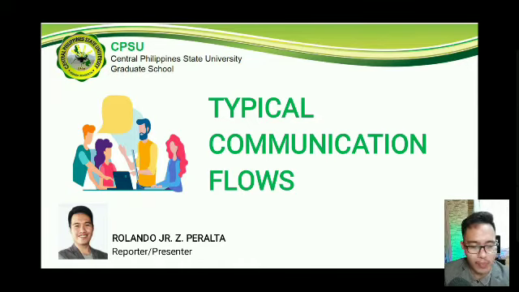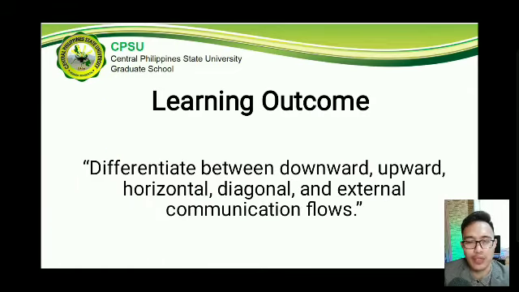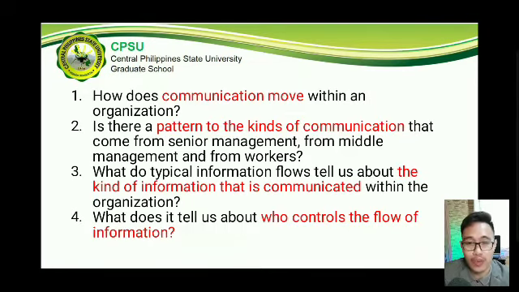Let's start. After this presentation, you will be able to differentiate between downward, upward, horizontal, diagonal, and external communication flows. At the same time, we will also answer the following questions. Number one, how does communication move within an organization? Next, is there a pattern to the kinds of communication that come from senior management, from middle management, and from workers? What do typical information flows tell us about the kind of information that is communicated within the organization? And the fourth one is, what does it tell us about who controls the flow of information?